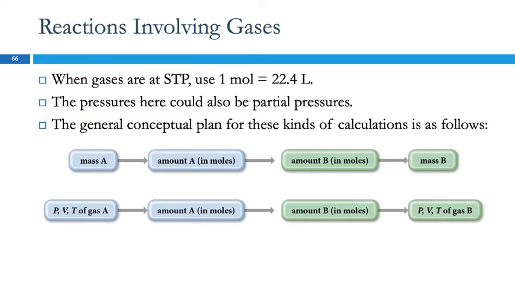When gases are at STP, and only when gases are at STP, you can use 1 mole is equal to 22.4 liters. On a test, this will make things much shorter, right? Much faster. So anytime you see STP, you should think, oh, I could probably use 22.4, right? But remember, it's only for gases and it's only at STP.